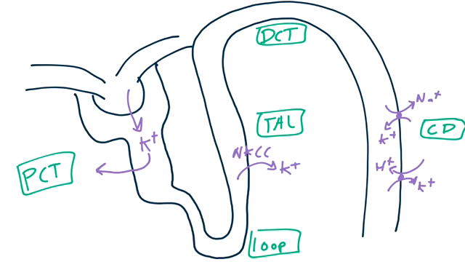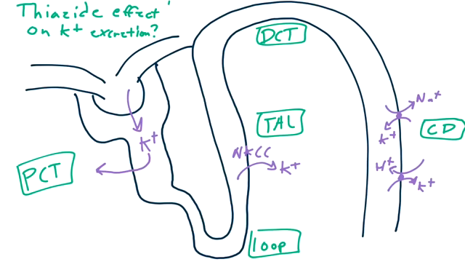Let's do one more example. Let's say there's a patient taking a thiazide diuretic. What will happen to the urinary excretion of potassium in this patient? So we'll write our question up here and we'll come back to that. So as a review, thiazides block the sodium chloride channel in the distal tubule.